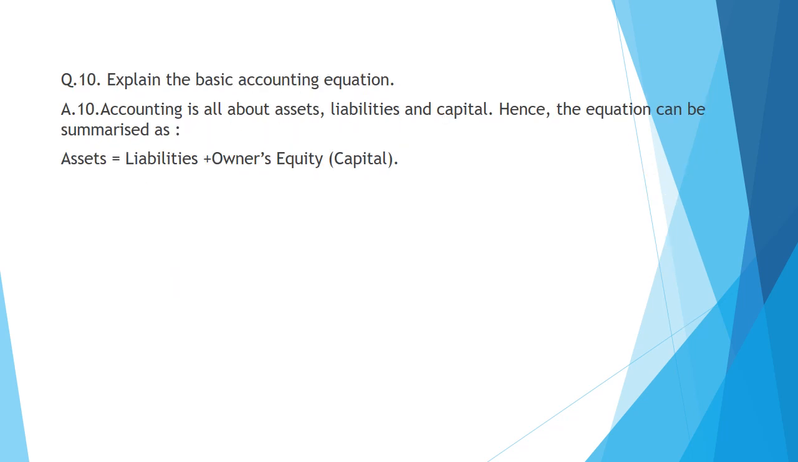Now, last question. Explain the basic accounting equation. Accounting is all about assets, liabilities and capital. Hence, the equation can be summarized as assets equals liabilities plus owner's equity. Here, owner's equity is referred to as capital.